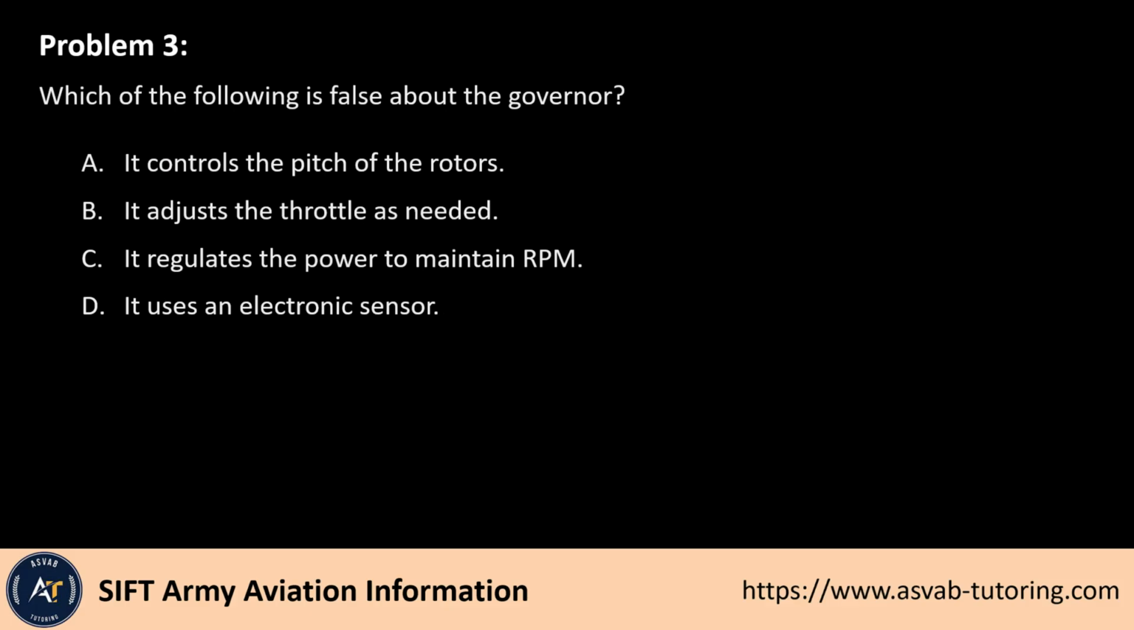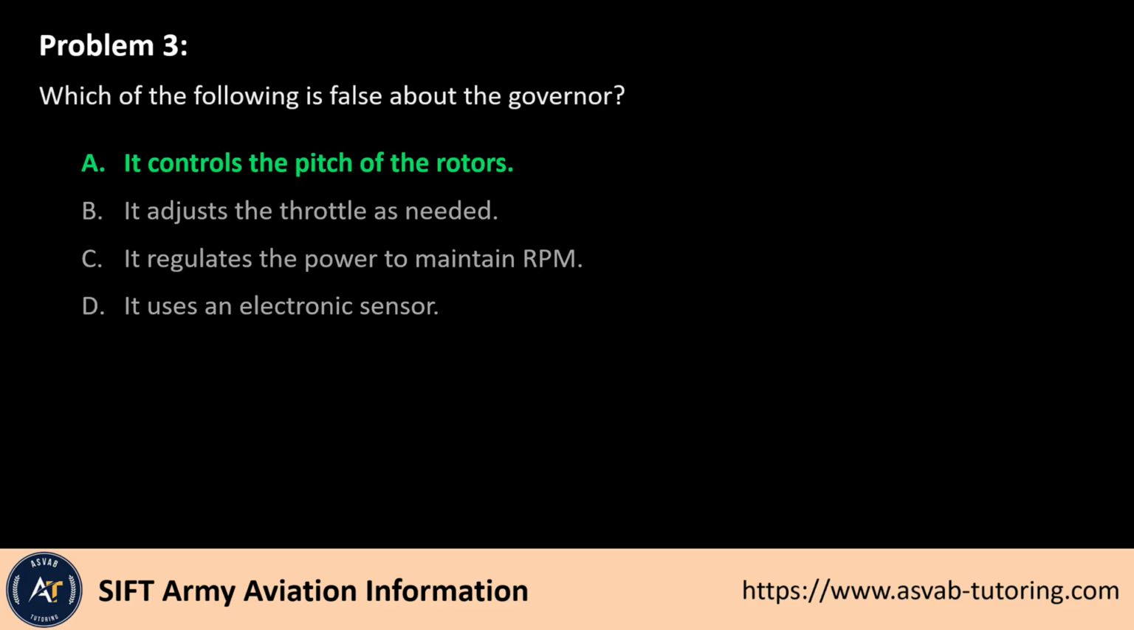Question 3. Which of the following is false about the governor? A. It controls the pitch of the rotors. B. It adjusts the throttle as needed. C. It regulates the power to maintain RPM. D. It uses an electronic sensor.